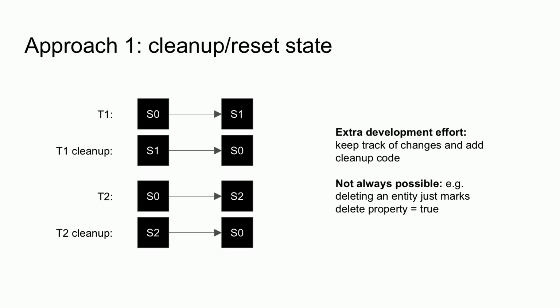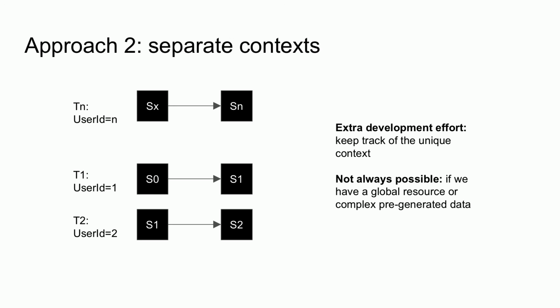What are the other approaches? Another approach could be to separate the contexts of tests. We want to make them fully independent, which means in whatever state Sx we are, if we apply test n, it will always go to state Sn. An example could be if we have a system that manages user accounts. For each test, we generate a unique user ID, and by that we make sure that those tests will not collide with each other. But it also means extra development effort.